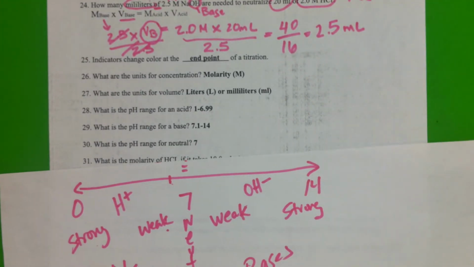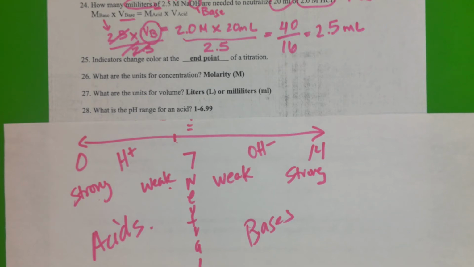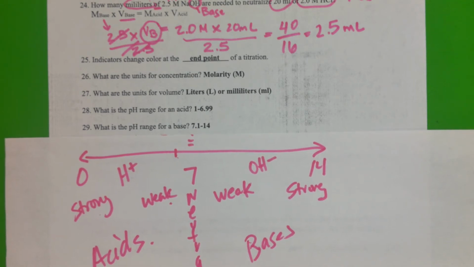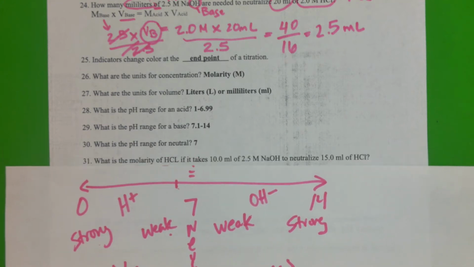Okay, the next one, what is the pH range for an acid? It's around pH 1 through 6.99. And what is the pH range for base? 7.1 to 14, around there. And the pH range for neutral, exactly 7.